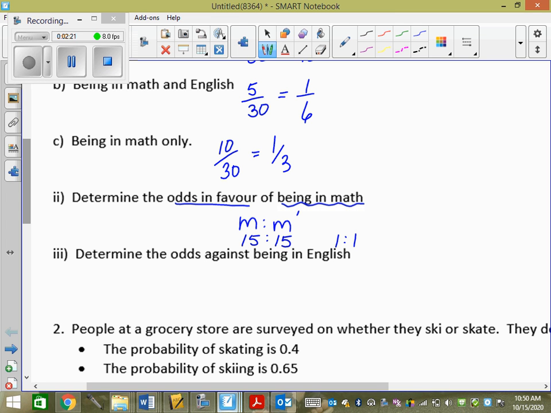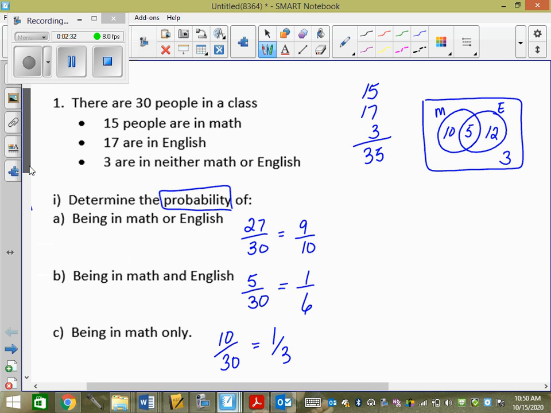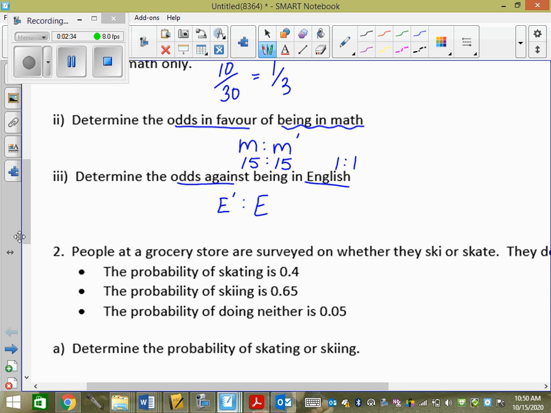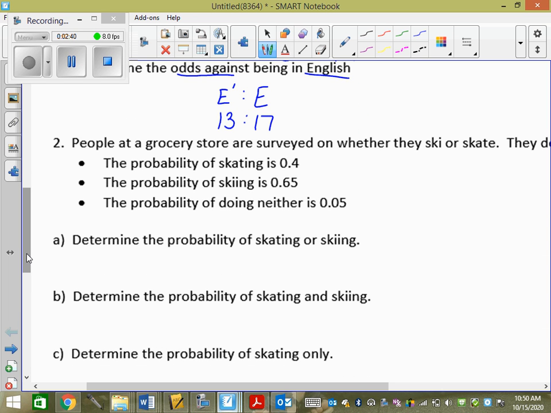Determine the odds against being in English. So odds against English. English comes second, not English first. How many are in English? 17. And then 13, and that doesn't reduce. This one is different than the previous one because I actually give you probabilities, correct? And probabilities in a Venn diagram should add to what?